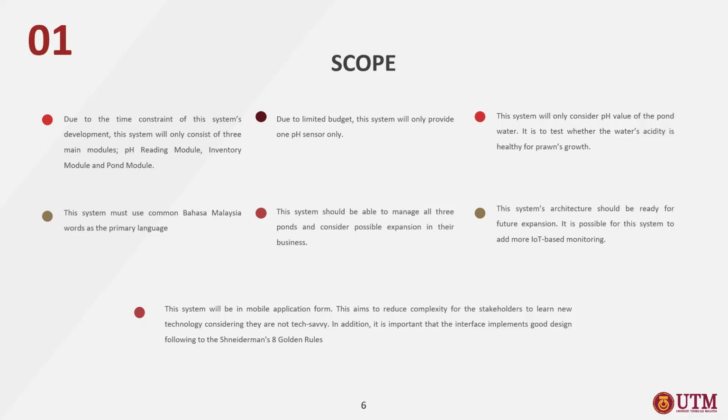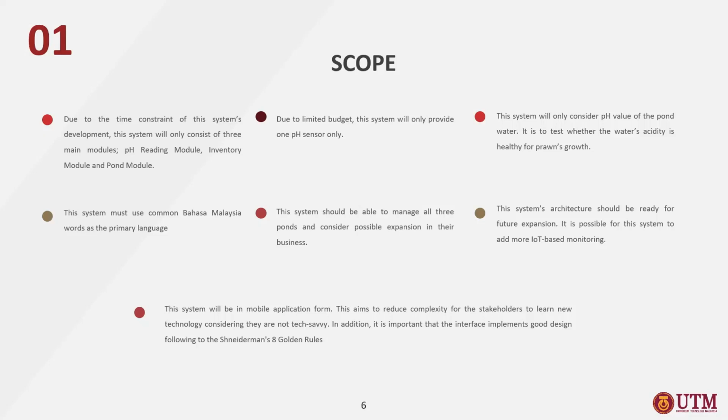The scope for this project is due to the time constraint, the system will only consist of 3 main modules, which is pH reading module, inventory, and pond. Due to limited budget, the system will only provide one pH sensor only, which covers only one pond. So this system will only consider pH value of the pond water, which is to test whether the water's acidity is healthy for prawns growth.